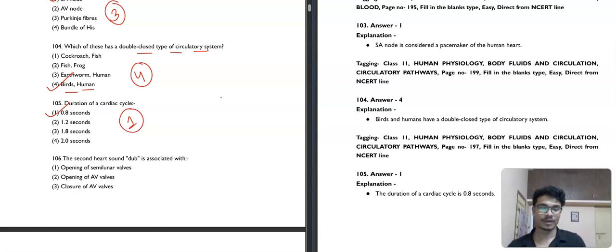So how can you calculate this? You know that our heart beats 72 per minute. So 60 divided by 72 will be approximately 0.8. Okay, this is how you can calculate.